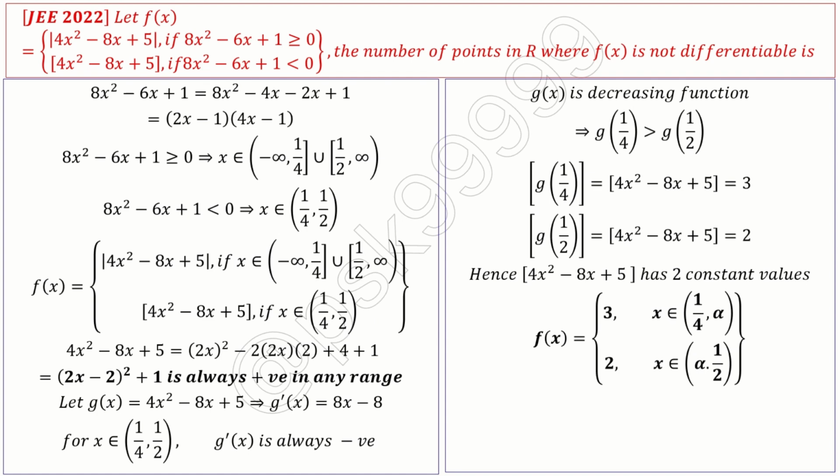Correct? You can define f of x as 3 if x belongs to 1 by 4 comma alpha, and it is 2 if x belongs to alpha to 1 by 2. The alpha value is not important here, but if you want, you can derive it yourself from the above information: alpha is nothing but 2 minus square root of 2 by 2. You can derive it easily, but that's not important. Now you have the complete function definition.